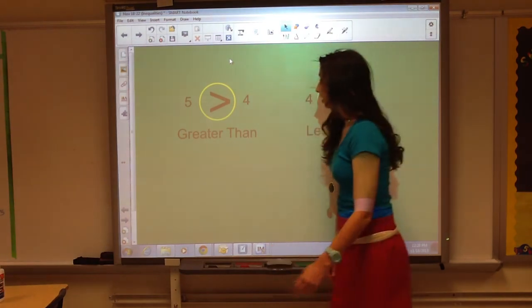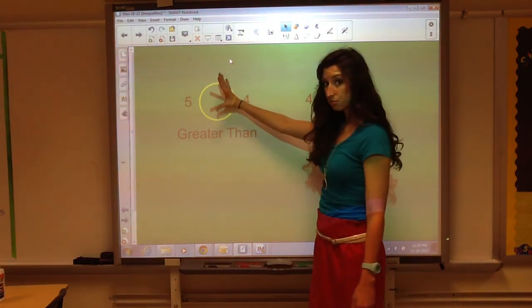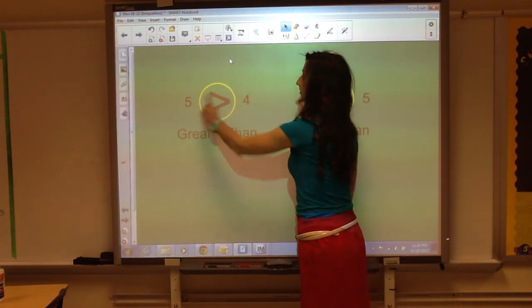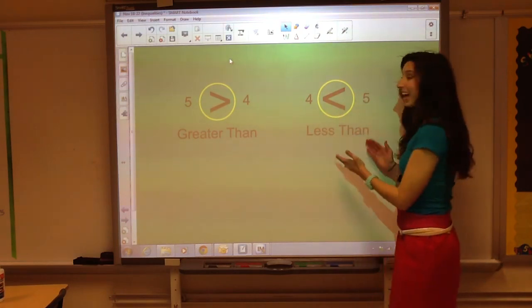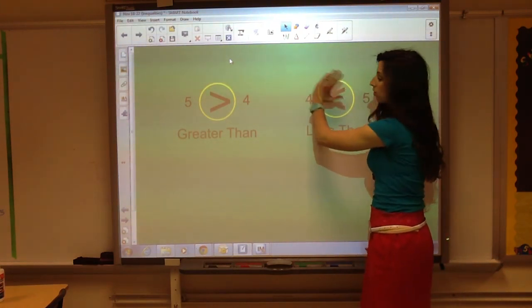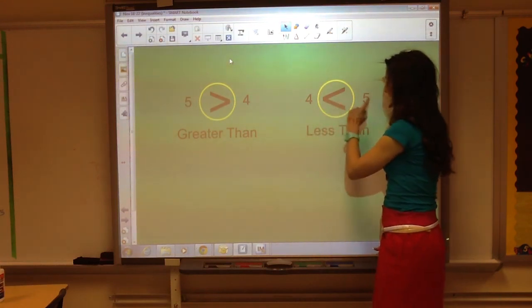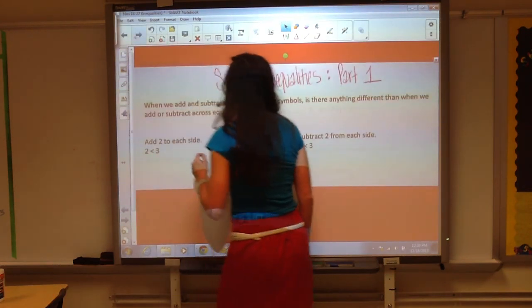So, quick reminder, if I'm talking about the greater than sign, it looks like eating something, so isn't it true that 5 is greater than 4? And then if I want to know the less than sign, I told you guys yesterday that less than looks like an L. So is it true that 4 is less than 5? Yes. So now let's take a look.